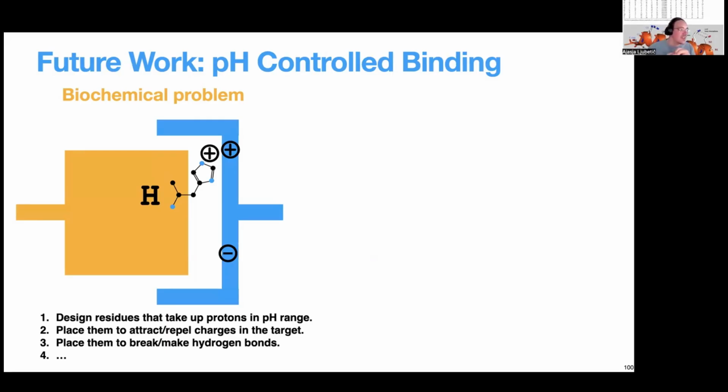Very cool. There's also HBNet from a while ago, where you can design hydrogen bond networks with histidines and then hope that when those break, they go away.